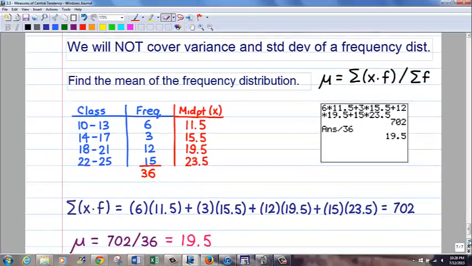And it looks like I just added another example there. Nothing new in this technique right here. Same thing. You see the midpoints. We just happen to have 0.5s here. Multiply, multiply, multiply. Add them up. This one's 702, divided by 36 total frequencies, we get 19.5. That falls in the range. So I just put another example in there. Same idea.